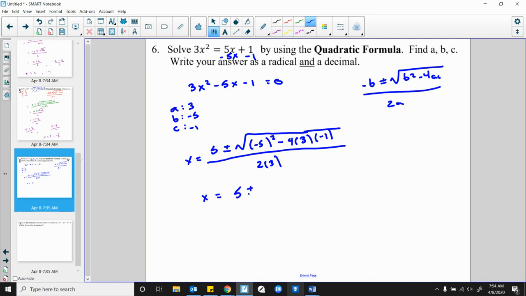So 5 plus or minus. We've got to do what's underneath the square root here. So I have negative 5 in parentheses squared minus 4 times 3, and then all in parentheses, negative 1 as well. Hit equals, and I get 37, which we expected to get something that wasn't a perfect square. And then all over 2 times 3, which is 6. So this right here is my radical answer.